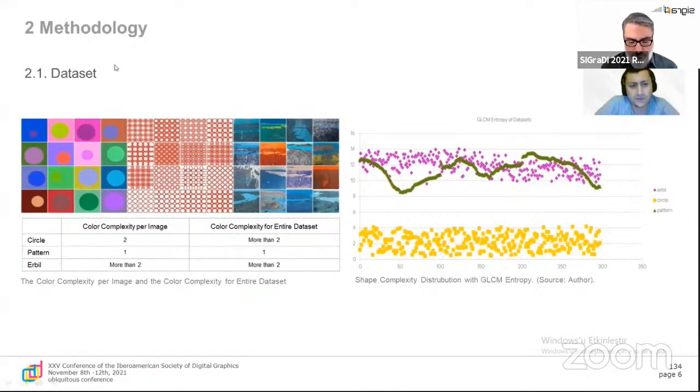For the entire data set, for the pattern data set, I have only one color, but for the Devrim-Ergüt data set, we have more than two colors.